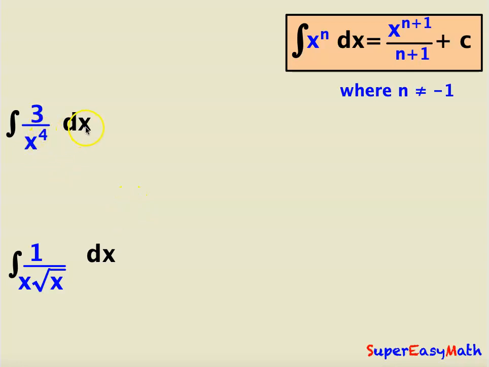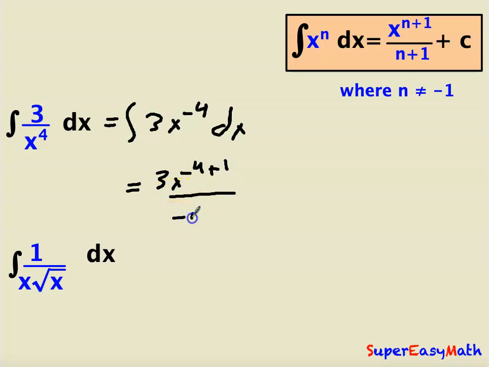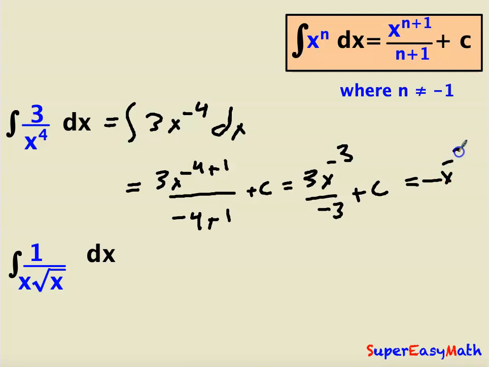Integral of 3 over x to power 4 dx, so we have to rewrite it in the form x to power n. We can just move x to power 4 to numerator and it will become x to power minus 4 dx. Now just add 1 to the power and divide by the new power plus c, so it's 3x to power minus 3 over minus 3 plus c, so it's minus x to power minus 3 plus c, or minus 1 over x cubed plus c.